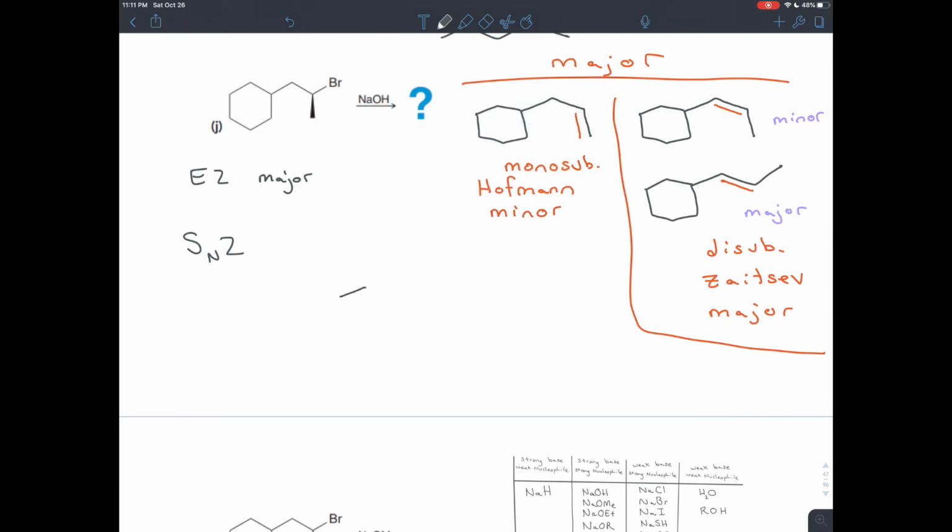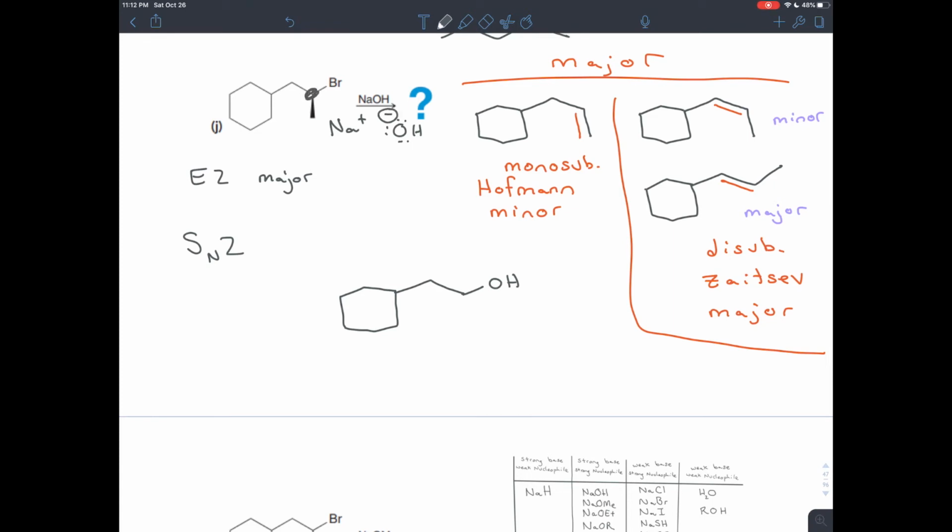In the substitution products, we're going to just replace the bromine with our nucleophile. Our nucleophile is the OH. So instead of bromine, we'll have OH. Remember, the sodium has a positive charge, so the nucleophile is really just the OH.